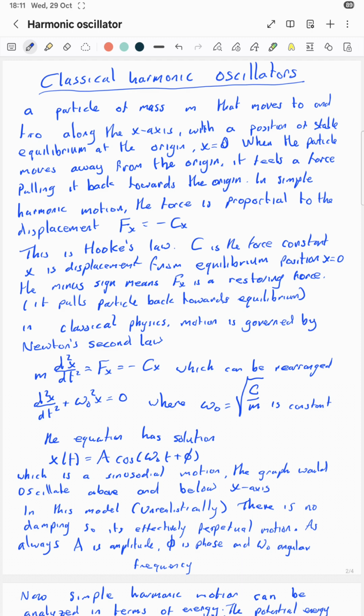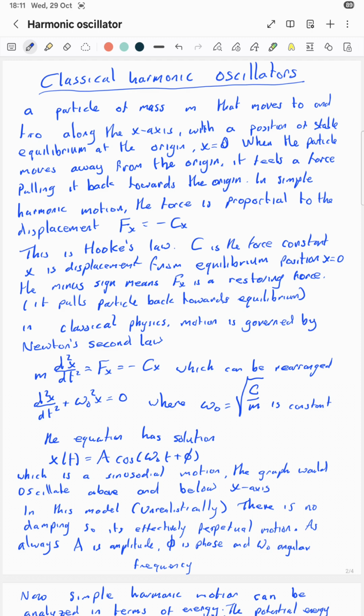In simple harmonic motion, this force is proportional to the displacement: F of x equals minus c x, where this is Hooke's law and c is a force constant and x is the displacement from the equilibrium position at x equals 0. The minus sign means F of x is a restoring force. It pulls the particle back towards equilibrium.